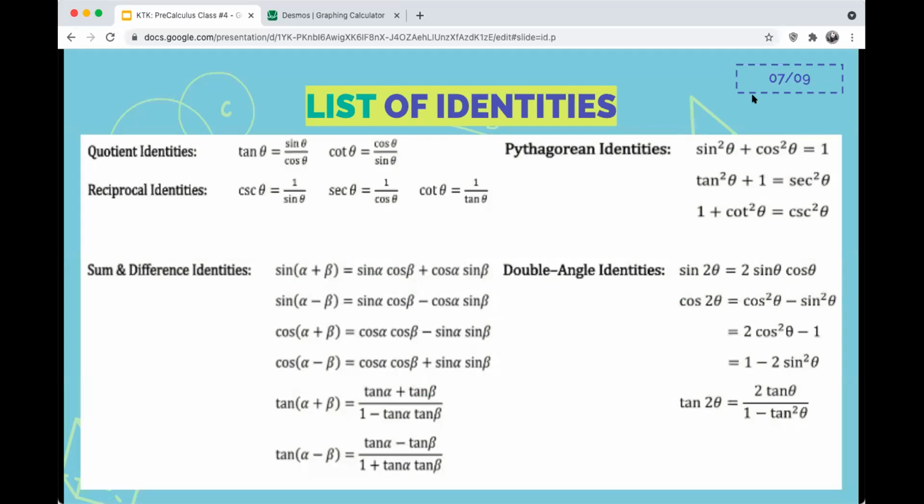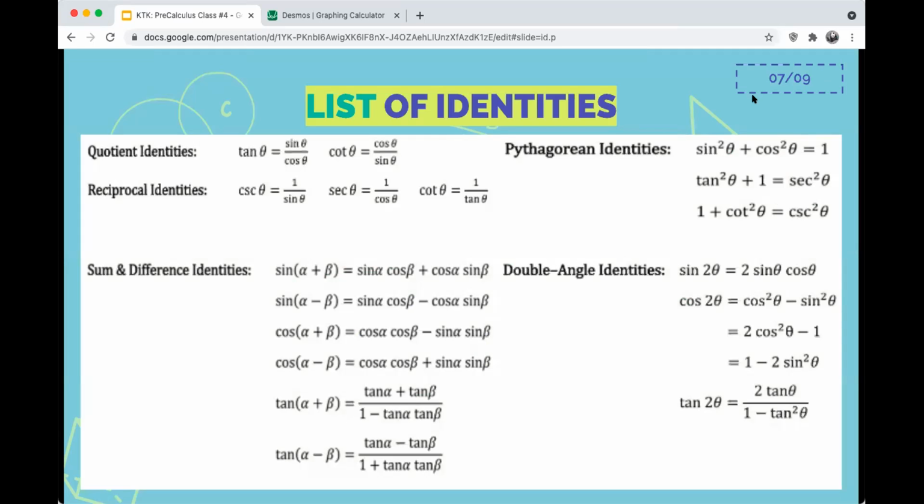So here is your list of identities. This is not by any means a master list. This is not everything you need to know about trigonometric identities, but these are the major ones that you're going to need to know for the purposes of the rest of this class. But in your later pre-cal classes, you will definitely be using the rest of the trigonometric identities.